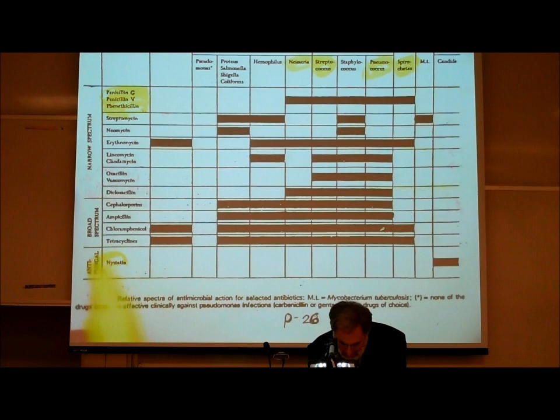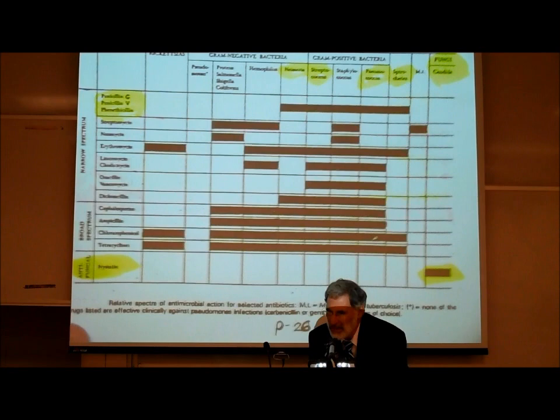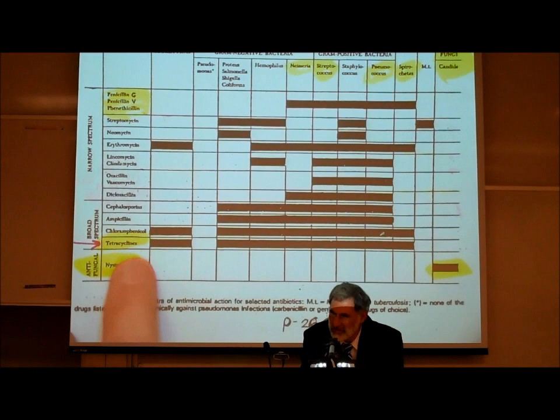Look at the bottom one, nystatin. Nystatin is only effective against fungi, like candida. So that's very narrow spectrum. On the other hand, let's look at this one right here, tetracycline. You'll notice, according to this chart, that tetracycline can be effective.